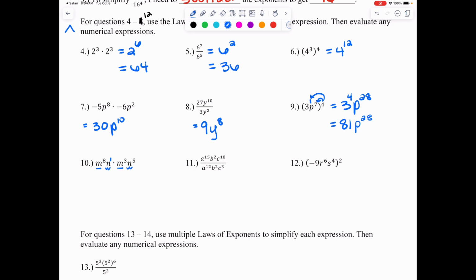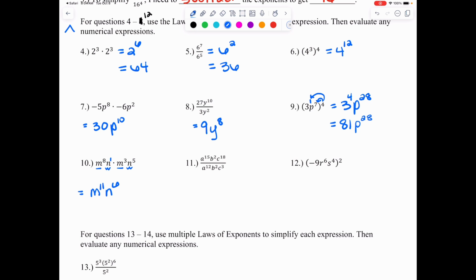So for the base of m, I will keep the m, and I will be adding, because it's a multiplication problem, the exponent of 8 and 3 to get m to the 11th. And then for the n's, I will keep my base of n, and I will be adding 1 and 5 to get an exponent of 6. So this one should be equal to m to the 11th, n to the 6th.